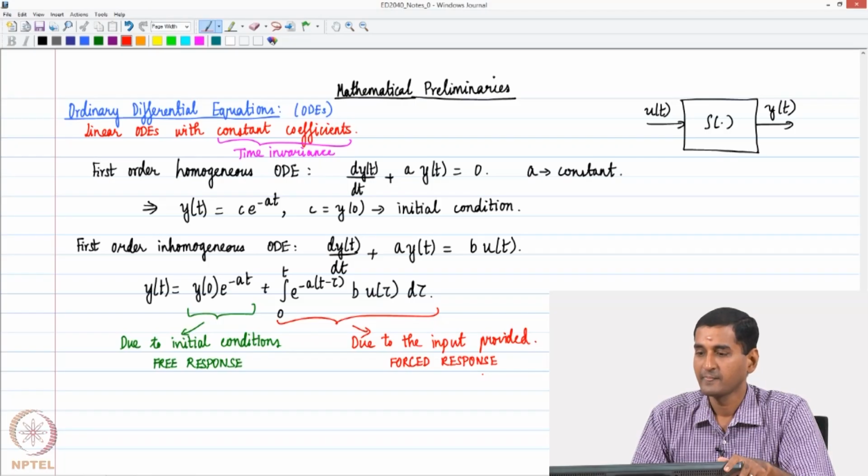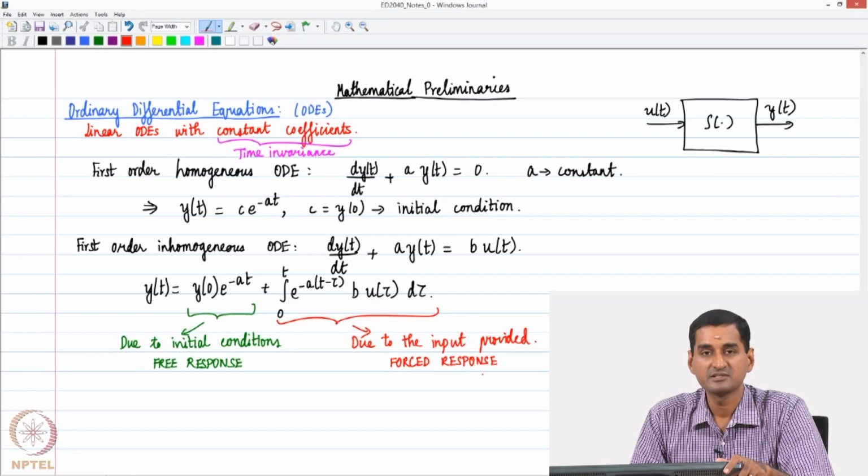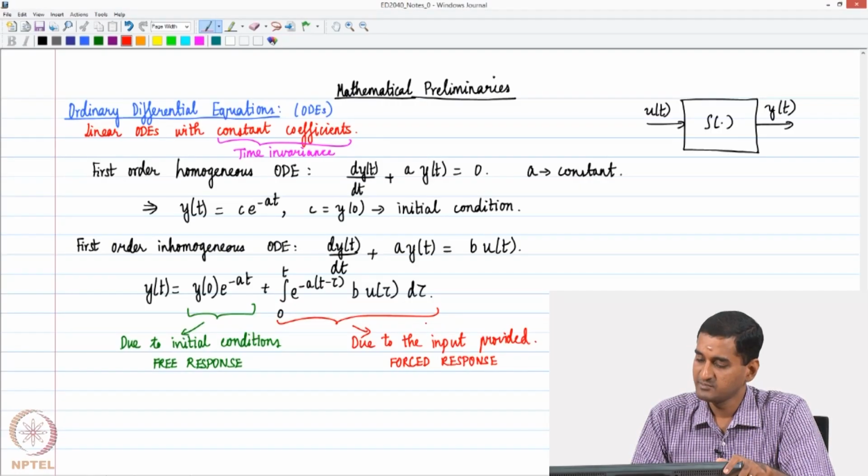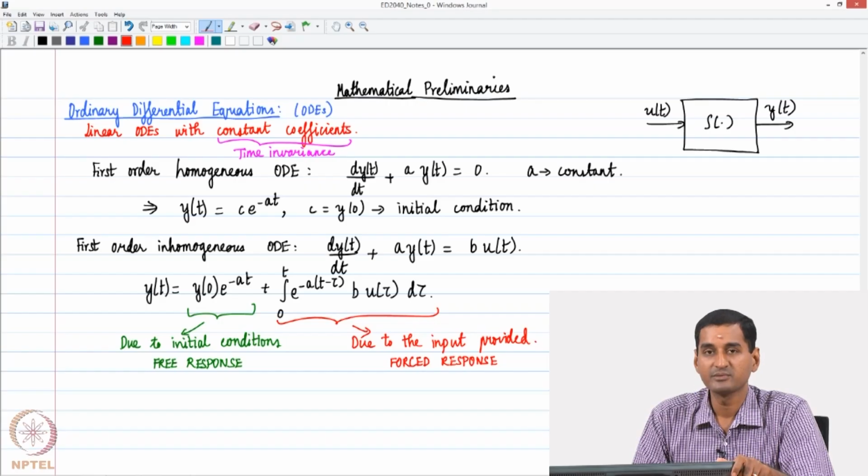When we model systems using this class of equations, the first part is what is called a free response, which comes in due to the non-zero initial conditions. The second part is what is called a forced response, which comes due to the input that is provided to the system.